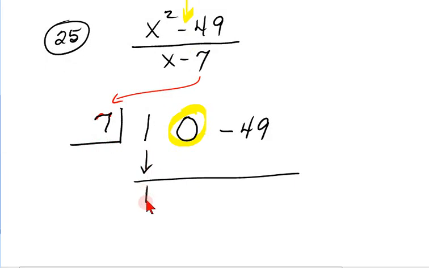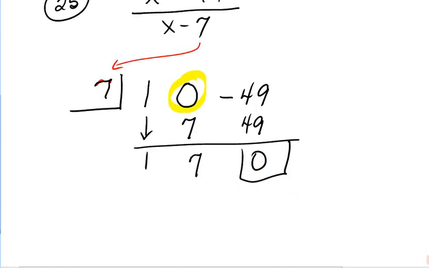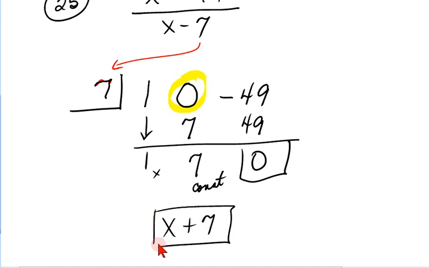Bring down the 1. 1 times 7 is 7. Add for 7. 7 times 7 is 49. Add for 0. That's the remainder. That's the constant. That's the coefficient of x. So what's my answer? X plus 7. And that's the end of the review.